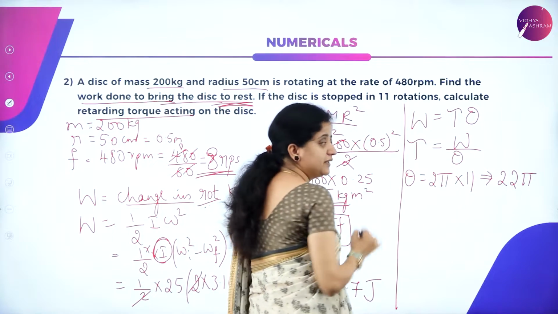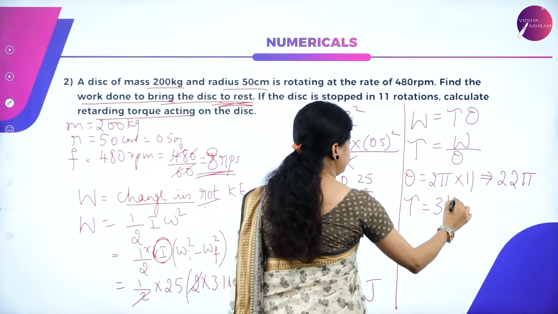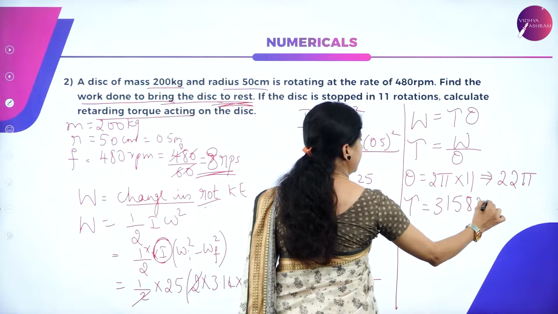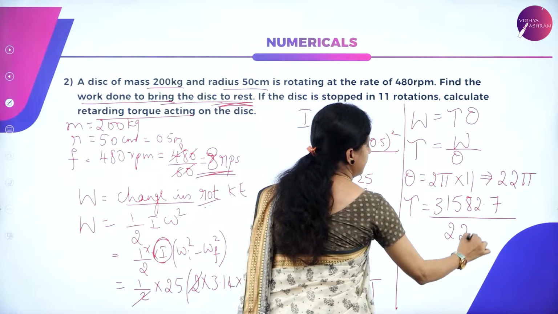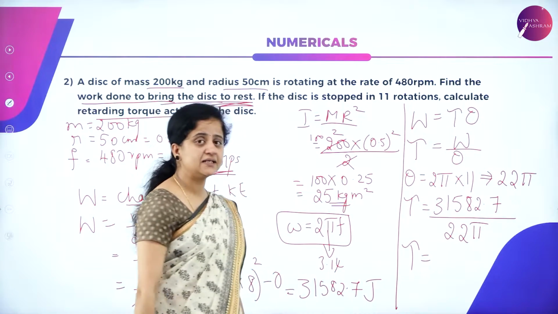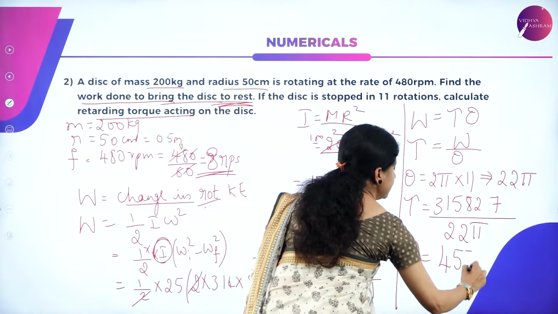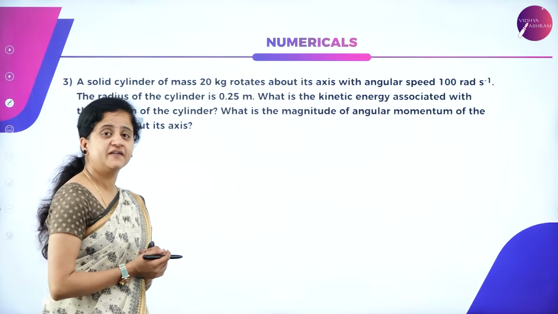So let us substitute in the above expression. We will get tau is equal to 3152.7, that is the work done, divided by the theta value, which is 22 into pi, and the value of tau we will get as 457. The unit is Newton meter. So let us move on to the next problem.